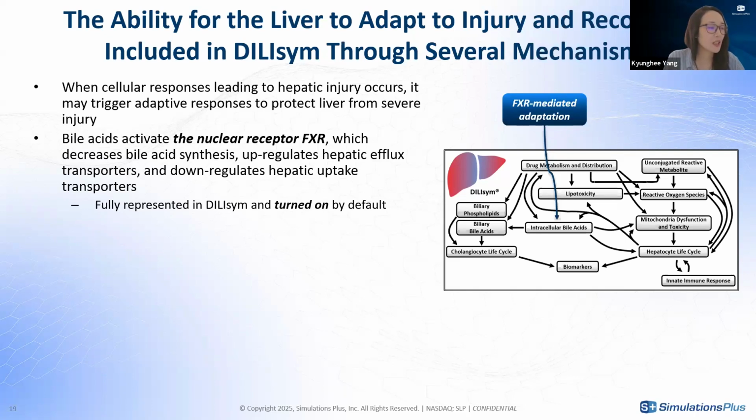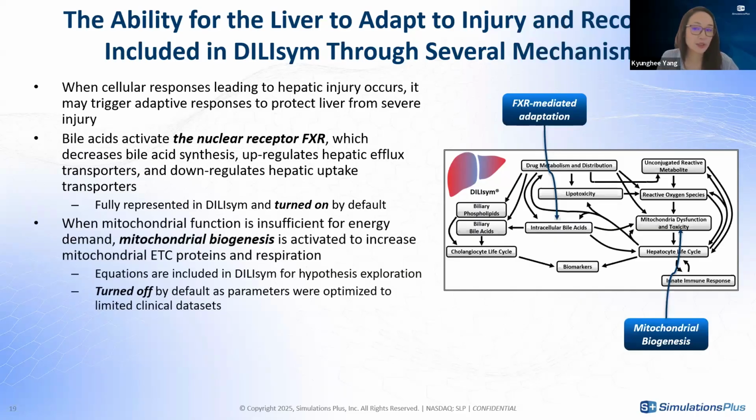For bile acid, accumulation of hepatic bile acid activates nuclear receptor FXR, which subsequently decreases bile acid synthesis, upregulates hepatic efflux transporters, and downregulates hepatic uptake transporters to protect the liver from buildup of toxic bile acids. So those FXR-mediated adaptations are part of the default bile acid homeostasis model. So it's a routine part of the DILIsym model simulation.